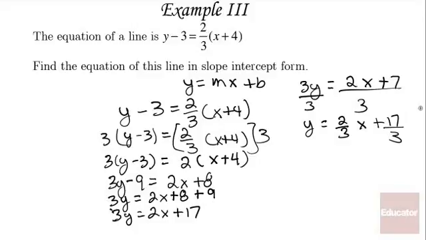I'm going to go back and check that this is in the right form. Y equals mx plus b, and that is exactly what I have. So I started with the point-slope form and multiplied by 3 to get the 3 out of the denominator. Then I multiplied out my terms, and then isolated the y on the left side of the equation.